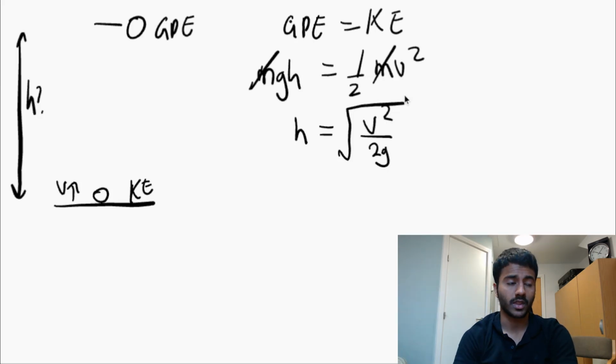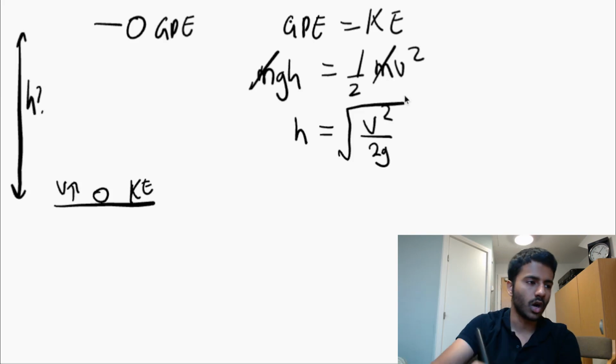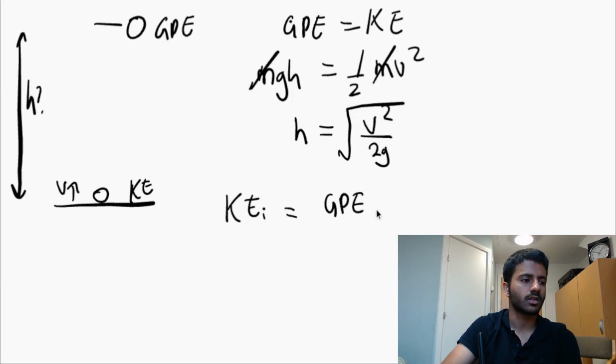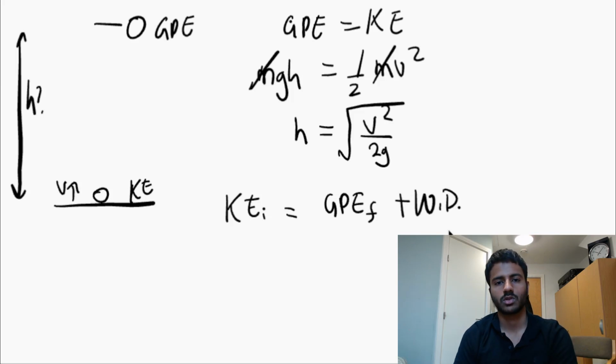Now, this is assuming that there are no resistive forces at play here. If there were a resistive force, your initial kinetic energy would be equal to the gravitational potential energy at the end plus the work done against the resistive force. And in this case, the mass of the object will play a part. When resistive force is taken into account, the height which the ball reaches is actually dependent on the mass. So you have to consider the mass in the equation.